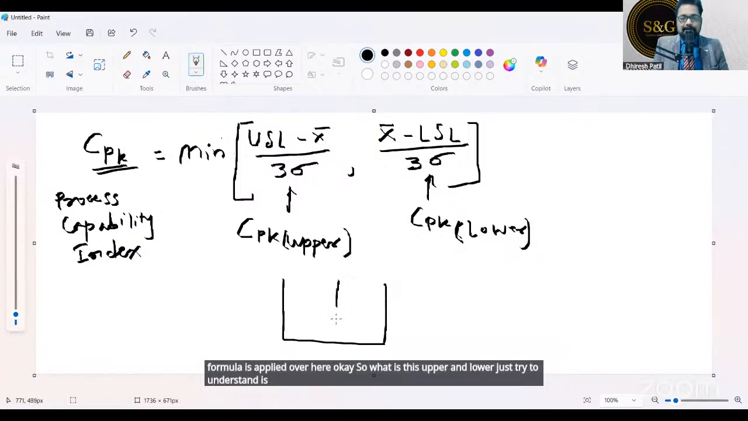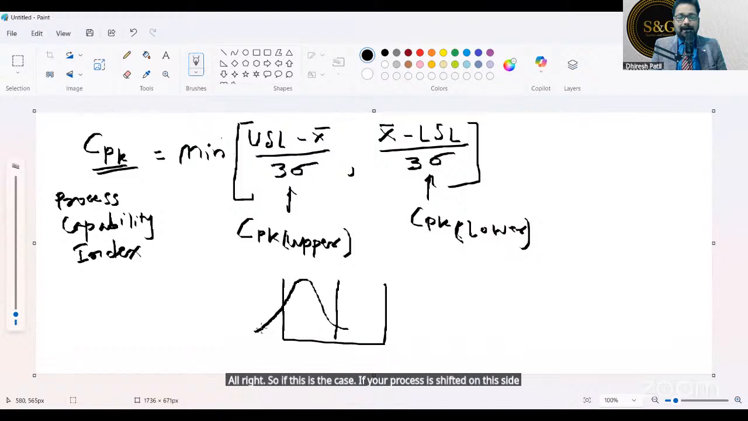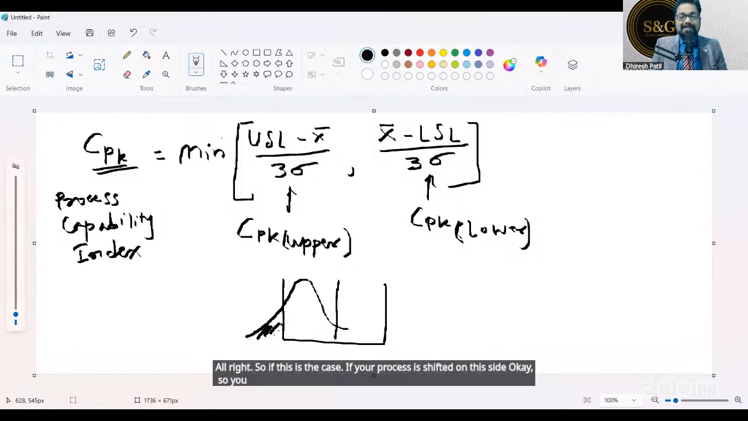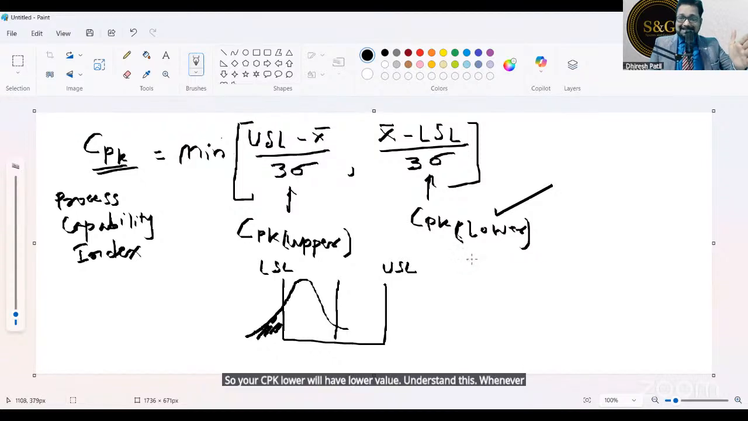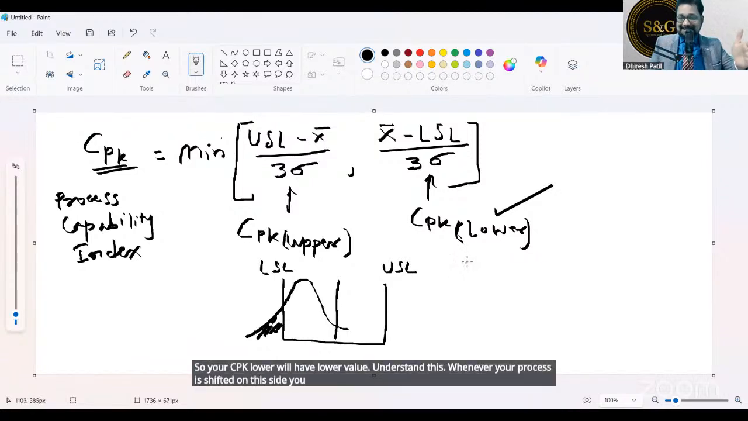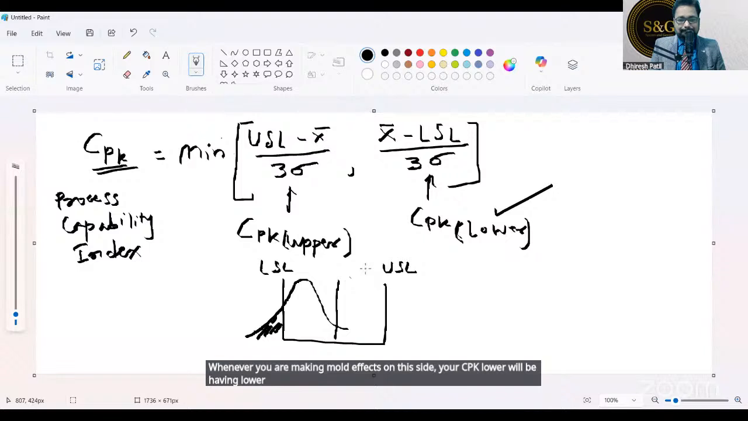All right. So if this is the case, if your process is shifted on this side, so you will make more defects here, right? And this is USL. Understand this? So you will make more defects here. So your Cpk lower will have lower value. Whenever your process is shifted on this side, you are making more defects on this side, correct? Whenever you are making more defects on this side, your Cpk lower will be having lower. So it's very simple, no?